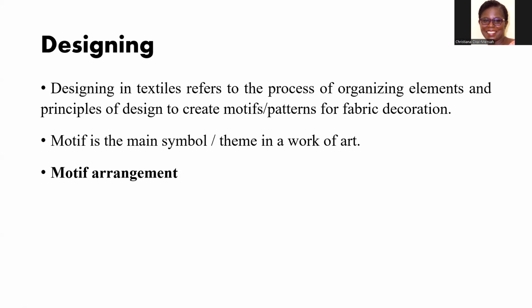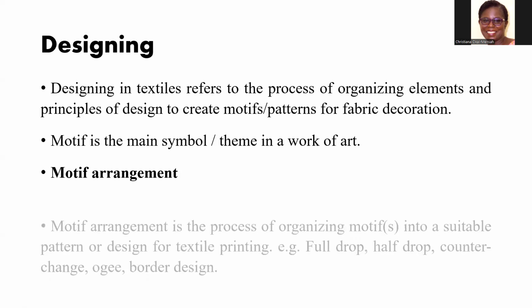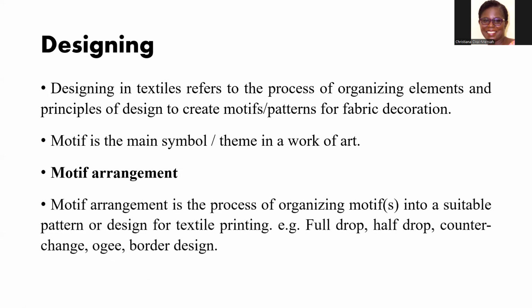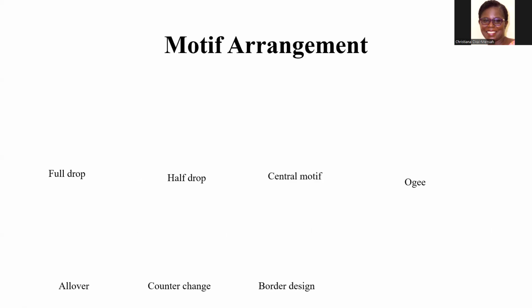And we have ways that we can use to arrange this motif so that it looks beautiful. So let's look at the ways. Motif arrangement is a process of organizing motifs into a suitable pattern or design for textile printing. So we have full drop as a principle to guide you, half drop, counter change, OG, border design, side by side, and many others.